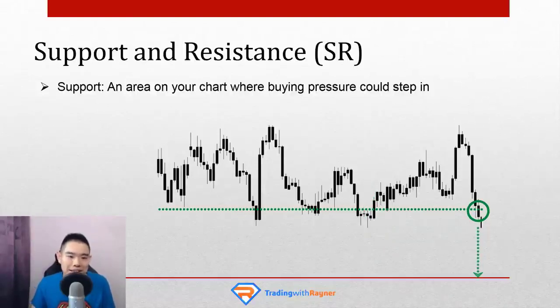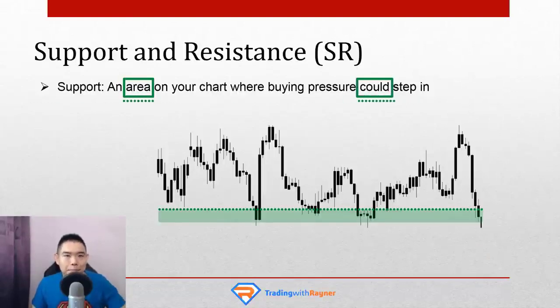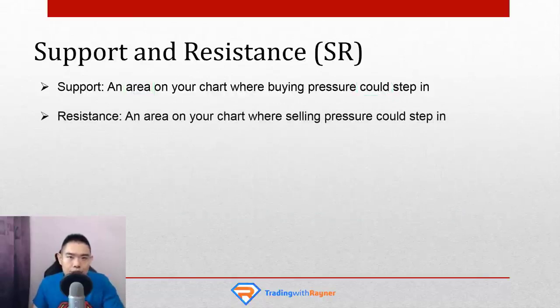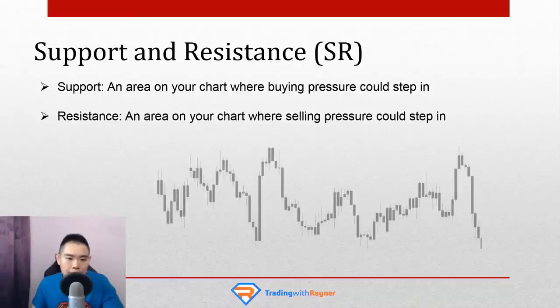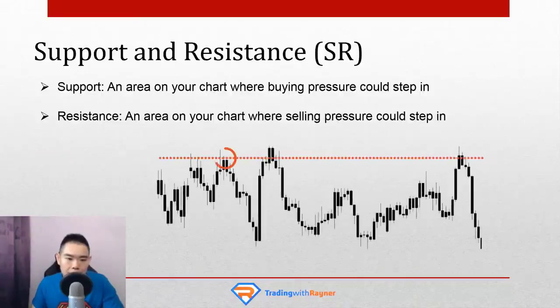Okay, so this is why I say that it's an area on your chart where buying pressure could step in. Next, resistance. This is an area on your chart where selling pressure could step in. Again, this is an area of resistance where the price came up, hit, went down lower, went up, came down lower, went up, and what happens? Came down lower. So again, anything can happen in markets. It can go up, it can break out of resistance, or it can face selling pressure, resistance, and then reverse down lower once again. So this is why the word is "could" step in.